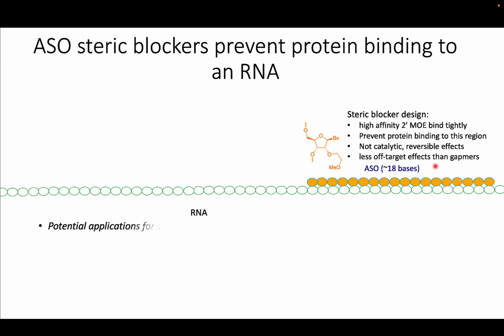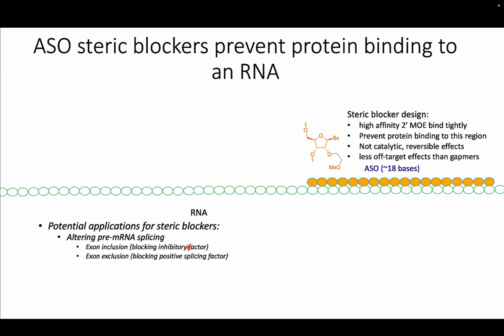So how can you use this type of a steric blocking ASO? We're going to be talking mostly about altering pre-mRNA splicing. Right now I'm going to talk about using this for exon inclusion by blocking an inhibitory factor, and then we'll come back to using this type of design for exon exclusion by blocking positive regulatory factors for pre-mRNA splicing. But there's a lot of other potential applications too.